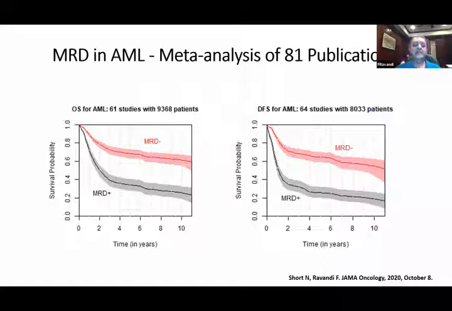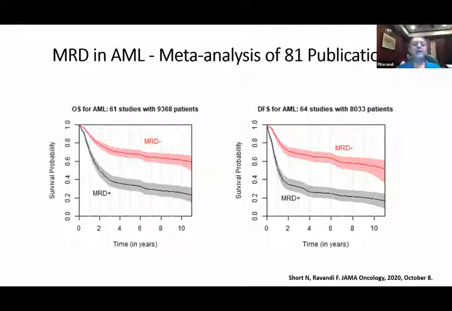This is a study that we just got published in JAMA Oncology, actually a week ago, roughly, or less than a week ago, which is a meta-analysis of all the relevant publications since about 2000, looking at measurable residual disease in AML. And this was 81 publications with over 11,000 patients. And you can see here clearly that if you become MRD negative, your disease-free survival and overall survival is significantly better than the patients who were MRD positive.